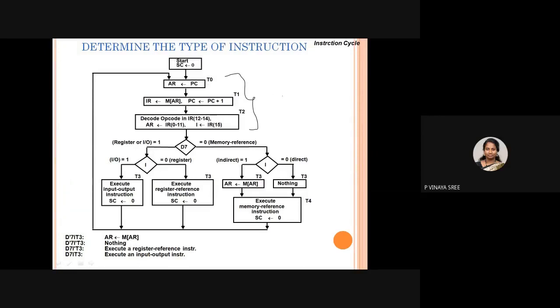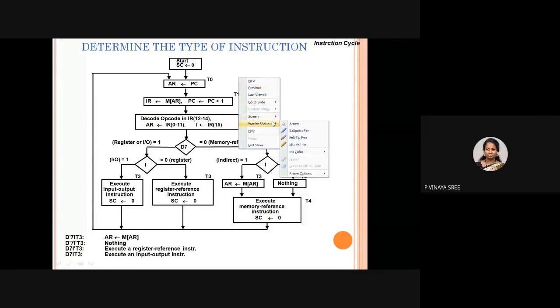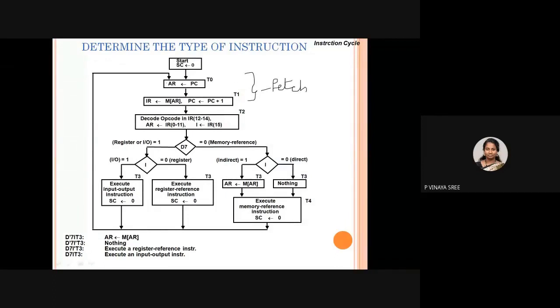Can anyone tell me, T0, T1, T2, which timing signals are for fetching? T0 and T1. Yes, T0 and T1 are used for fetch. So these two are for fetch. Whatever we have in the program counter, we are placing in the address register at timing T0. Next, what happens? You need to concentrate more on this.